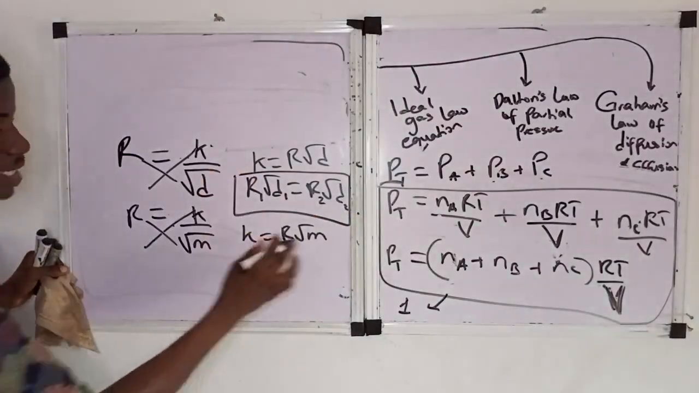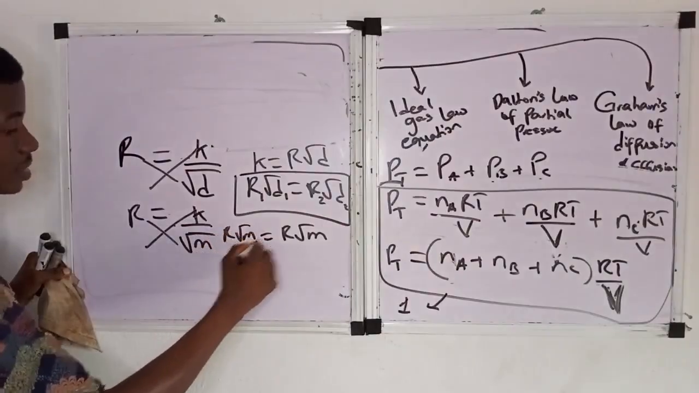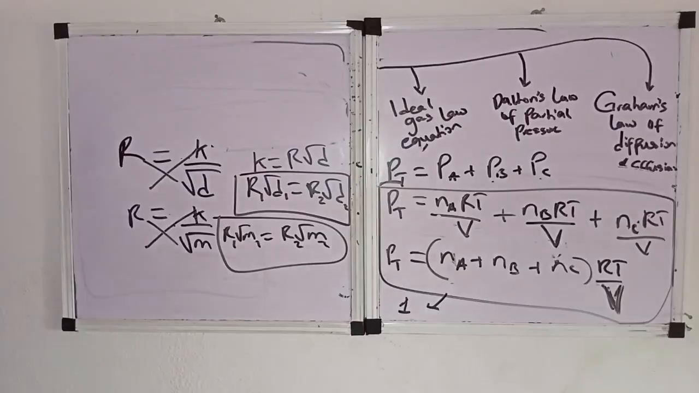Now when we are doing molar mass, the same thing happens: rate times root molar mass, so rate 1 root M1 equals rate 2 root M2. So this is one formula. That is just it.